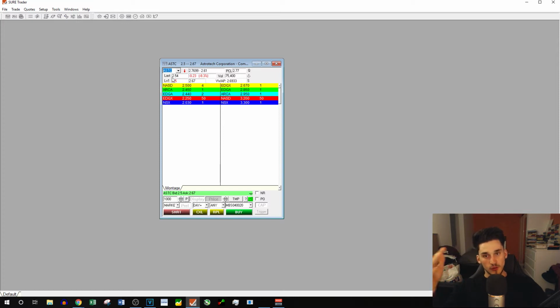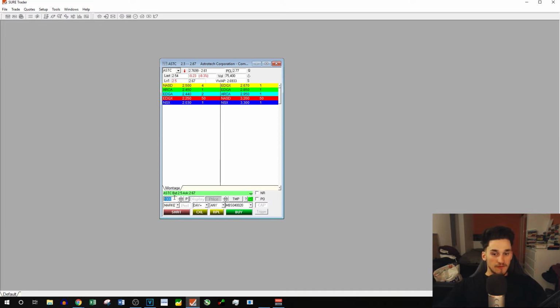If you want to get into a trade quickly, you can double click on the chart and it will basically show up on the Montage. So in simple terms, the Montage is where you're going to be looking at the bid and the ask, what people are buying versus what people are selling at. And this is where you're going to make your order.